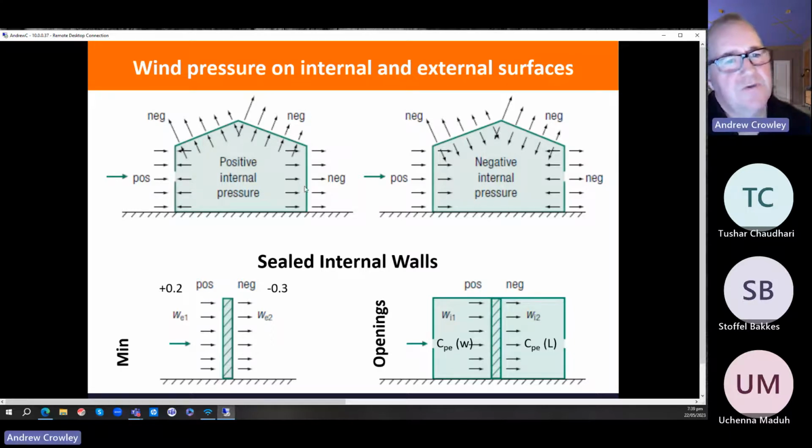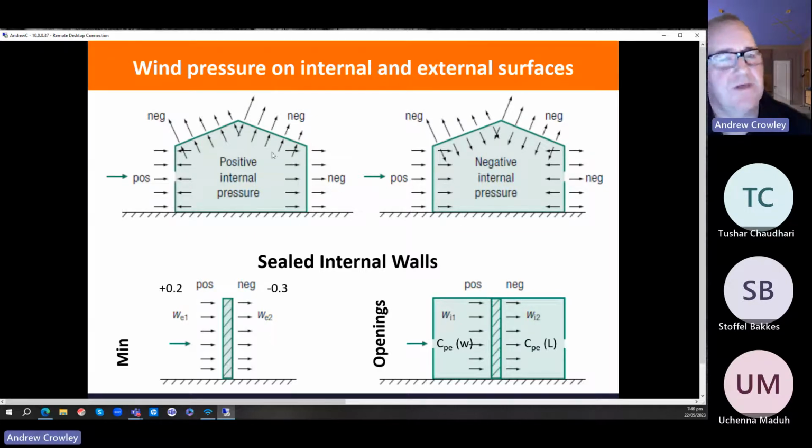So pushing up on the roof and pushing on the leeward wall. But more often than not, you'll look at negative pressure as well. And what we tend to do, if we're looking at one wall, we'll take the worst case. So on this side, positive pressure on the outside, negative pressure on the inside. On the leeward wall, you're looking at negative pressure on the outside and positive pressure on the inside. So you're getting the maximum.